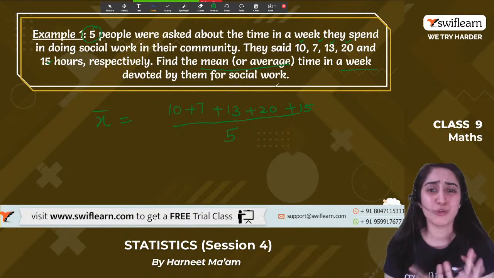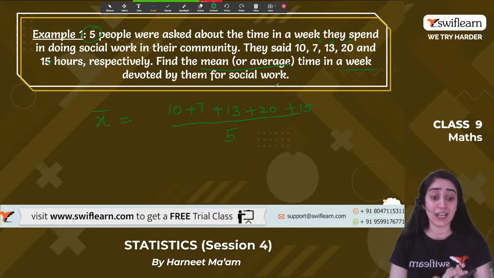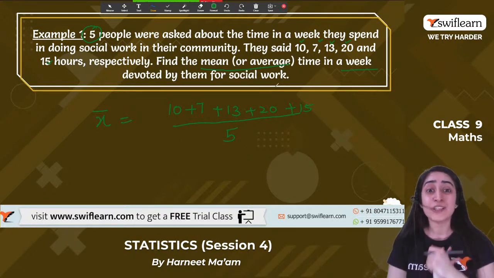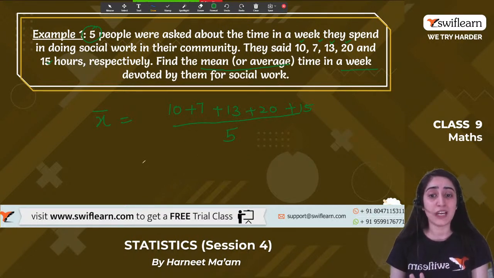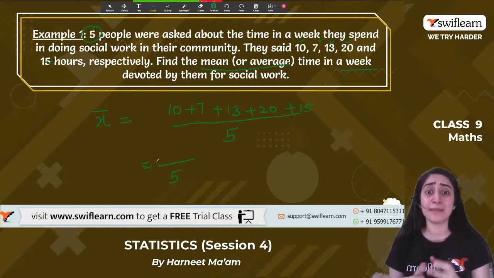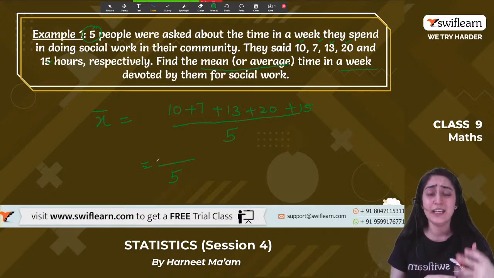I don't want to calculate. You will tell me and then I'll tell you whether it is right or not. All right, so now you do the calculation. Tell me what comes on the top and we divide by 5. So what is here? Who can tell me? 10 plus 7 comes out to be 17.